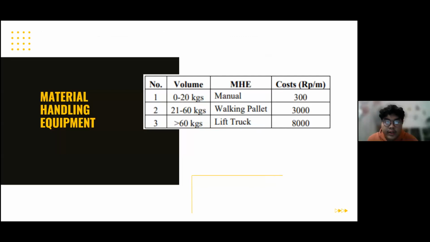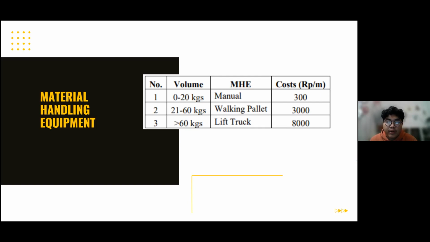Okay, thank you. Next we have material handling equipment. This is equipment that is used to move cargo over a distance that is not within a factory section or department, such as in storage areas, construction sites, and storage areas. As you can see, this is the material handling equipment that we have. We have 3 types of material handling equipment.